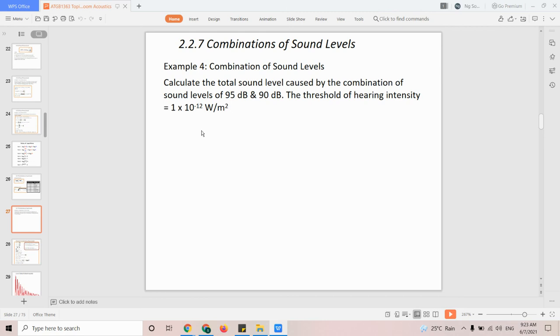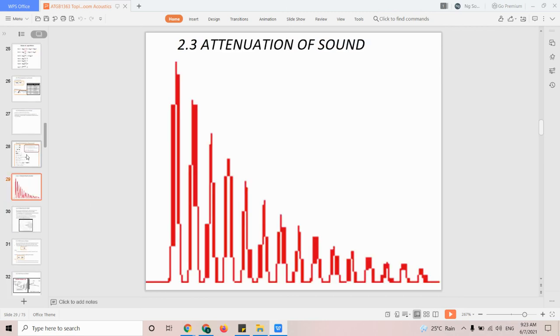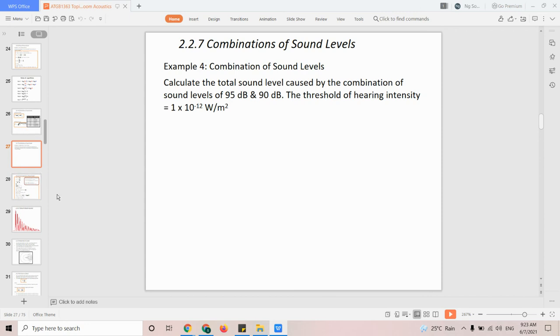Okay, so we have your example 4. I think this will be your final example. Example 4, you have your combination of sound level. So we have to calculate two combination of sound level, 95 decibel and 90 decibel. And then we have to measure it in terms of our hearing intensity, which is this value.